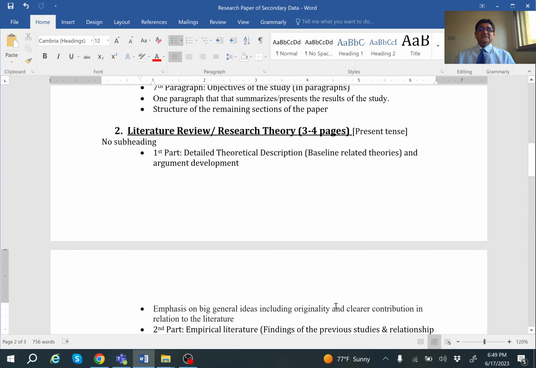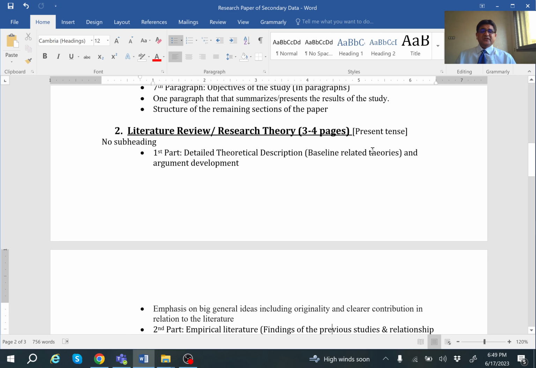Now we have the literature review, or research theory, or we can say argument development. It can be 3 to 4 pages. If you go through your thesis, you normally have more than 15-20 pages. So we are going to bring the crux of that literature part, 20 pages, into 3 to 4 pages. First of all, you can write in present tense. You can write the findings of previous research in past tense, but I recommend writing your whole paper in present tense.